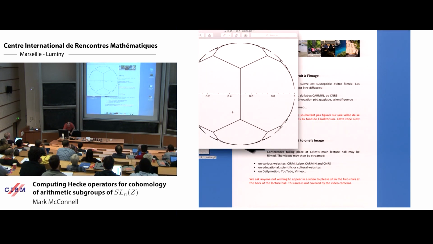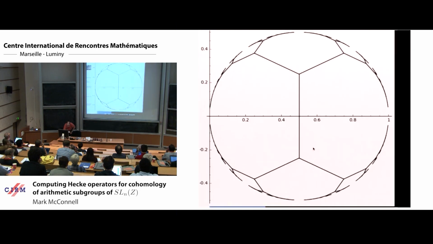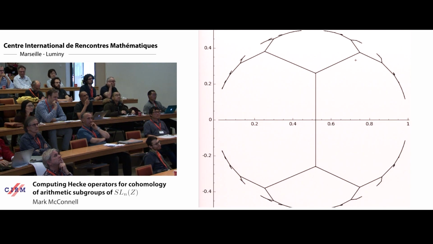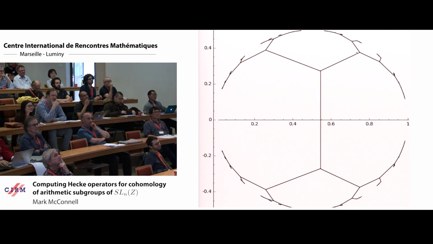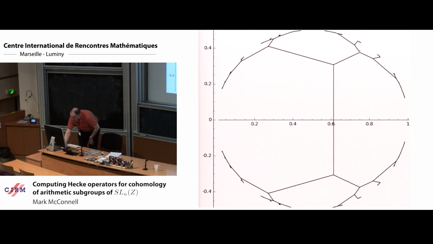I'm going to increase my T gradually. Focus on this point here. You see how it's like a letter Y? It's like a letter Y, and on each of the arms of the Y, two more things are coming out.